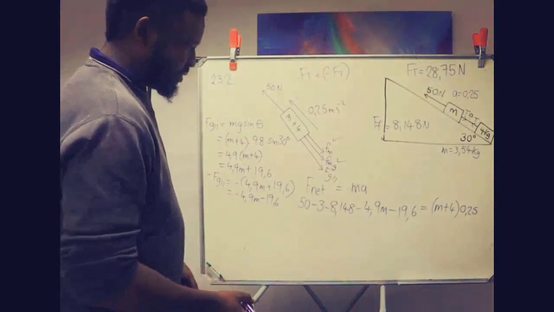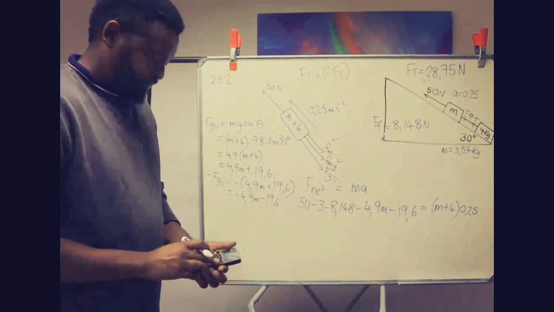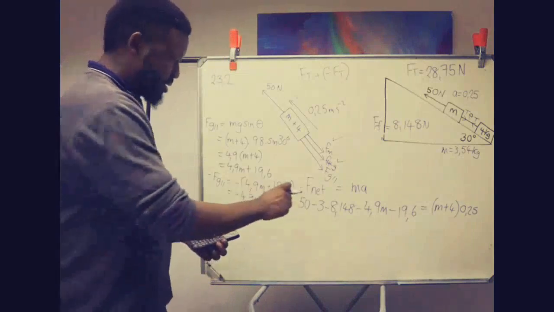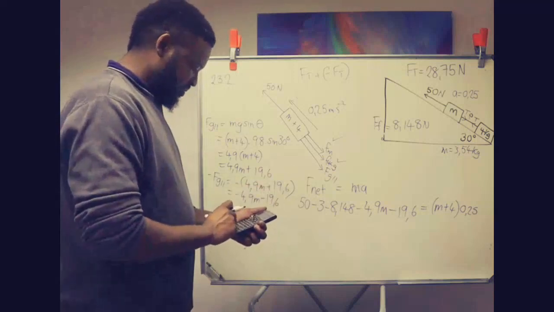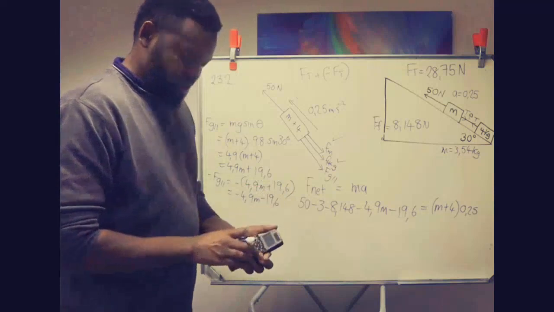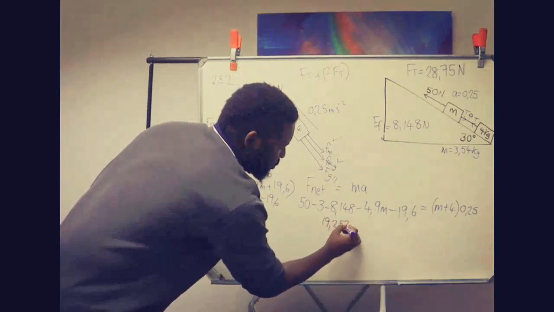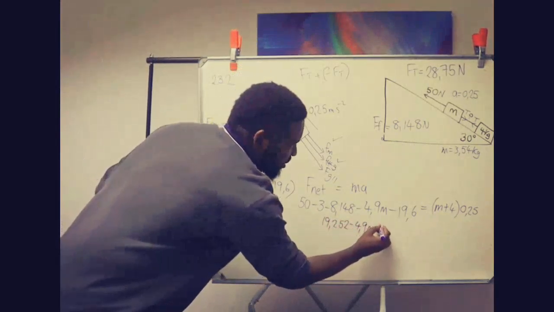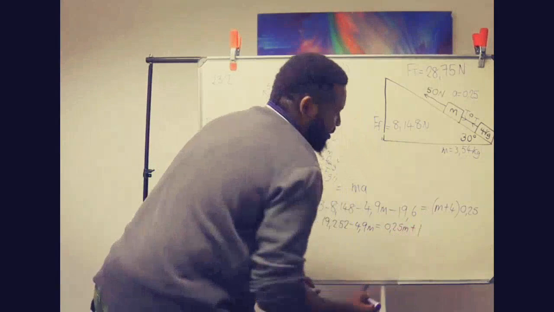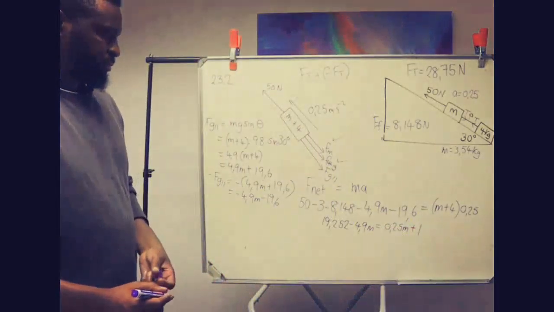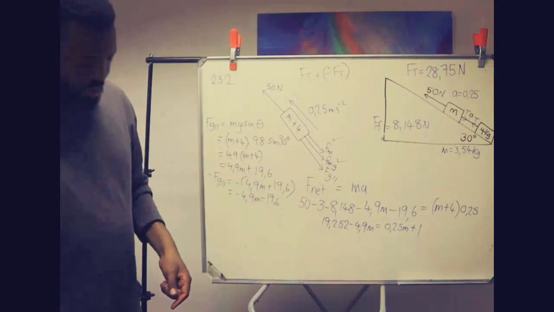Okay, let's start grouping the numbers and leave the M fellow. So you're going to have 50 minus 3 minus 8.148 minus 19.6, 19.252. 19.252 minus 4.9 M is equal to 0.25 of M plus 1. Bring the 1 this side. Take the 4.9 that side.